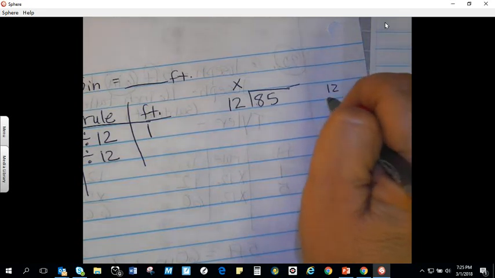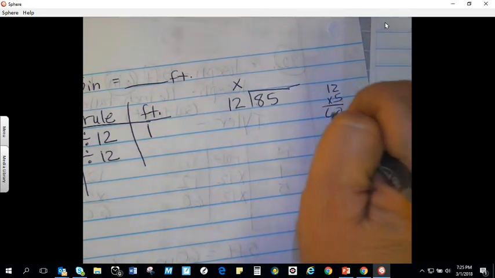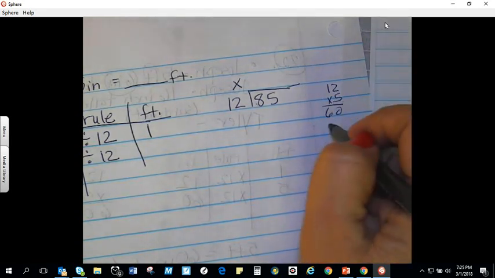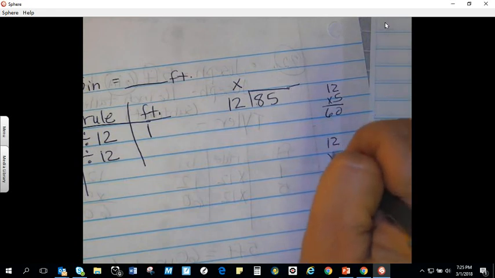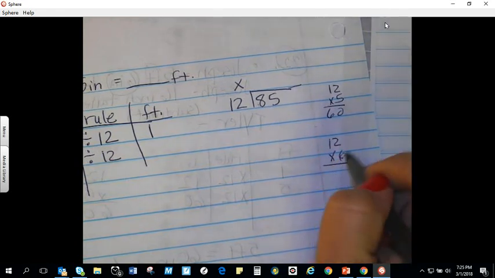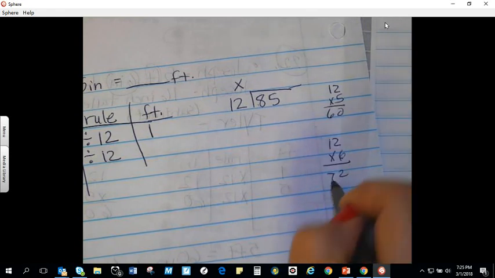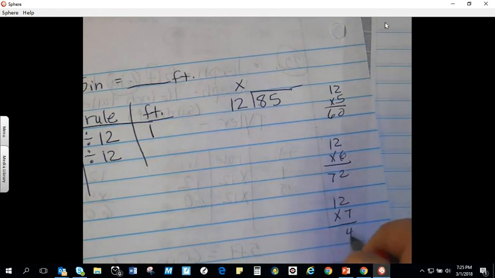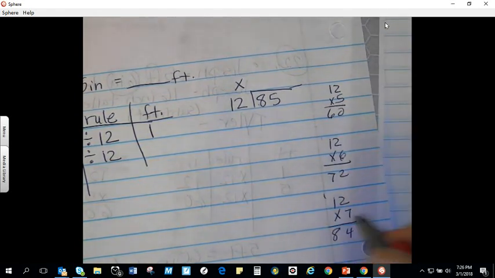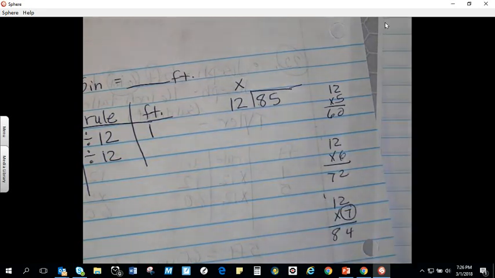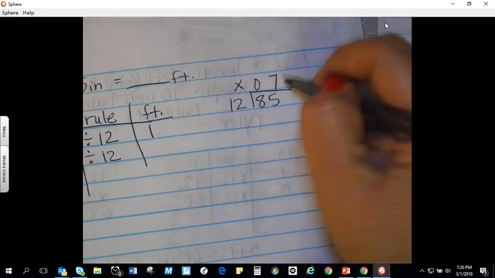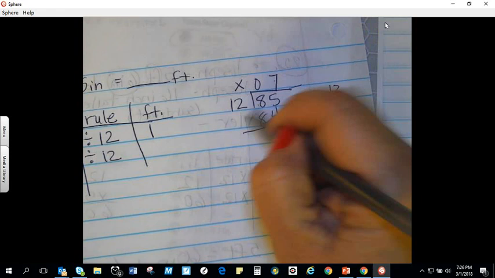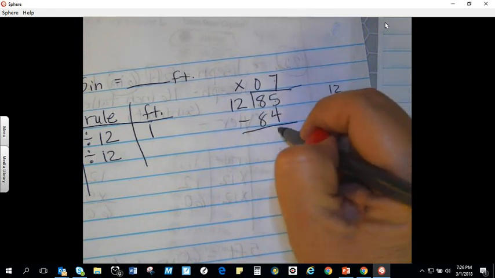I know that 12 times 5 equals 60. And I can add another group of 12s, and that's 72, because 12 times 6 is 72. Can I add another group? 12 times 7 gives me 84. So yeah, I can. So it's going to give me 7 groups of 12 equals 84. I'm going to subtract that out. 5 minus 4 equals 1.